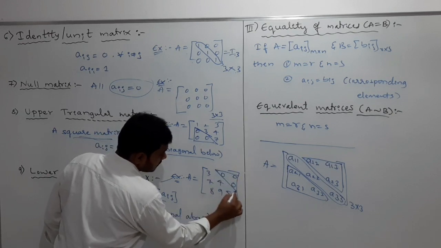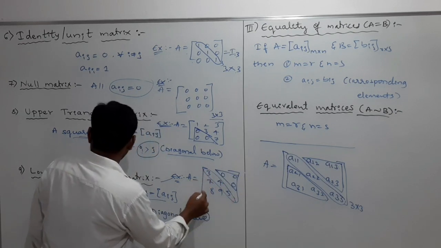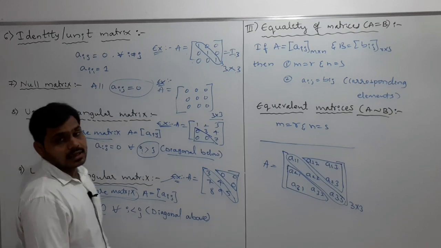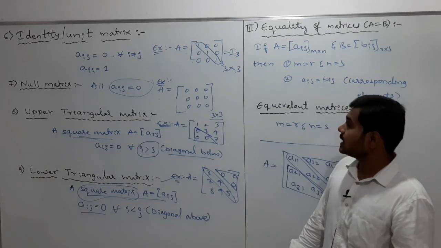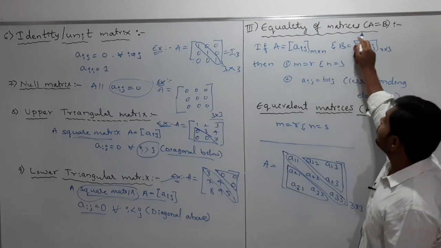These all elements are 0. So therefore this is an example for the lower triangular matrix. I hope you understood. So next we'll move to the next concept, that is equality of matrices.